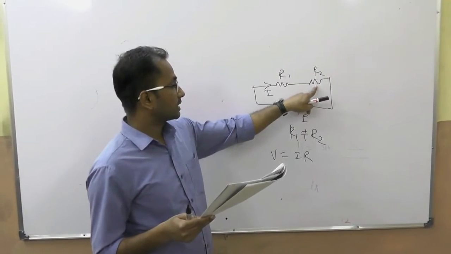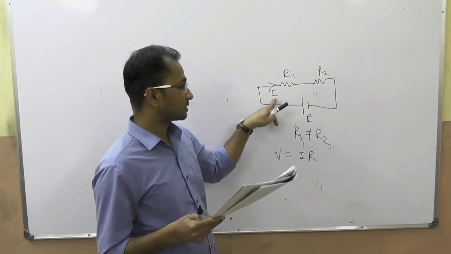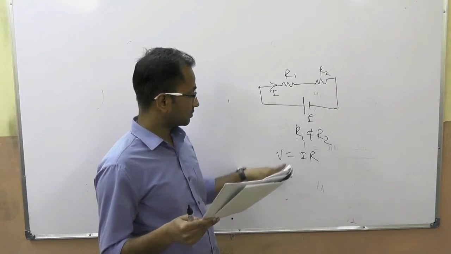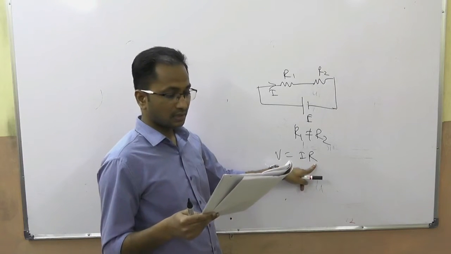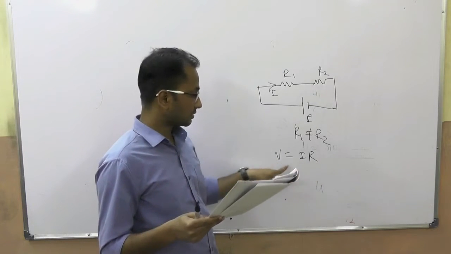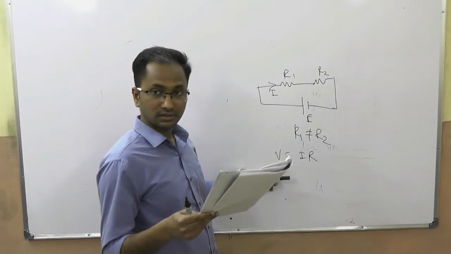So suppose R2 is greater than R1 and current in both the resistors is the same. So according to Ohm's law, V is equal to IR, I is the same, R is different. The larger the value of R, the greater will be the potential difference. So option C is correct.